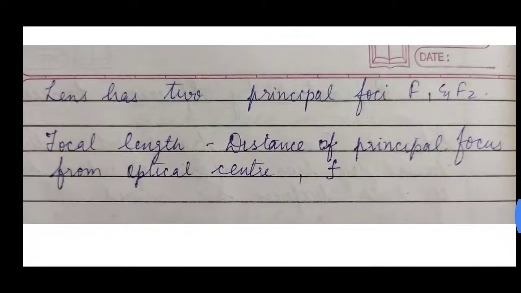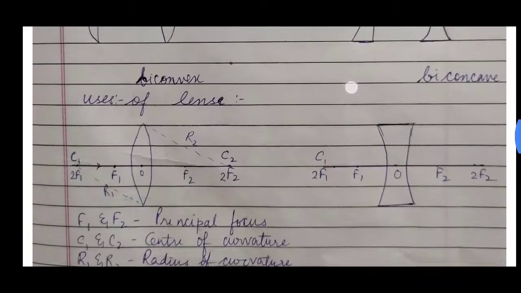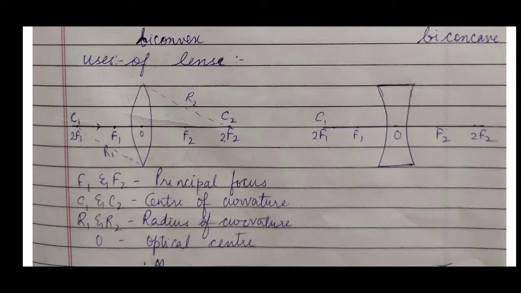Now next, lenses have two principal focus, that we discussed already, that is f1 and f2. Now what was the focal length? The distance of principal focus from the optical center. You can say the distance from O to f1 is the focal length. O to f1 is the first focal length and O to f2 is the second focal length. So it has two foci, principal foci. That's why it is written as foci, as it is a plural form. So O to f1 is the first one, O to f2 is the second one.